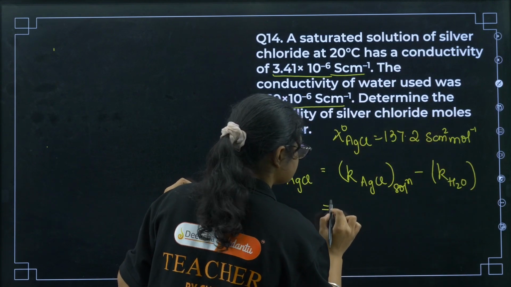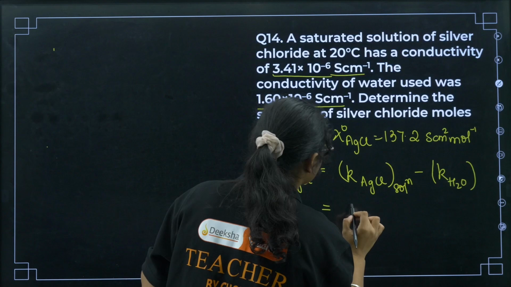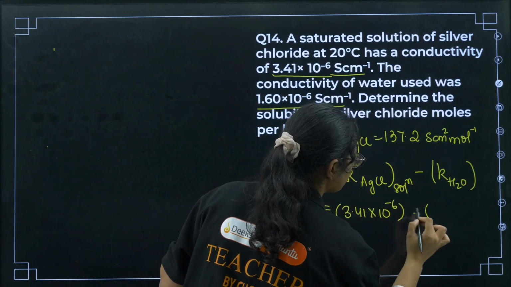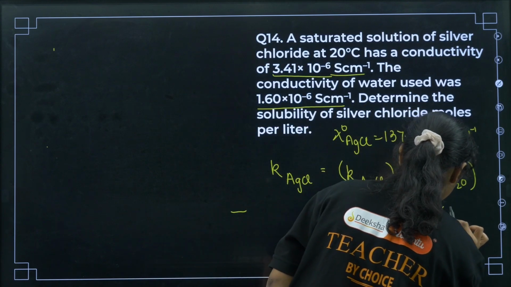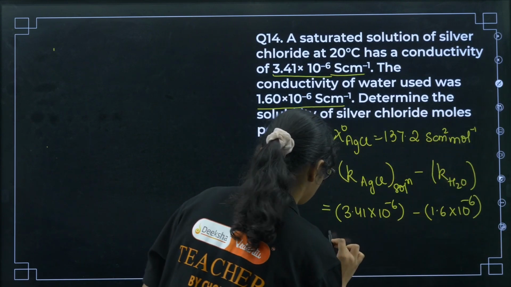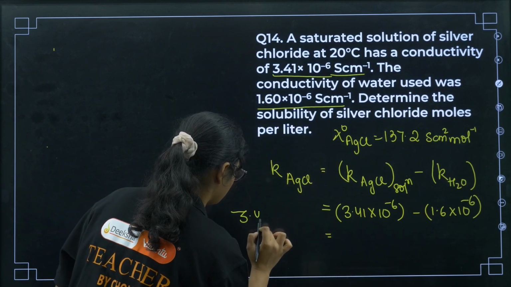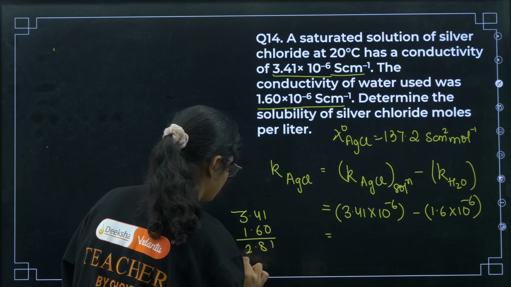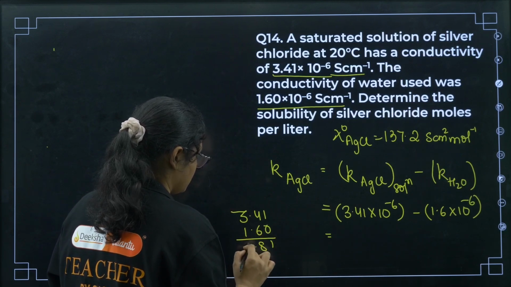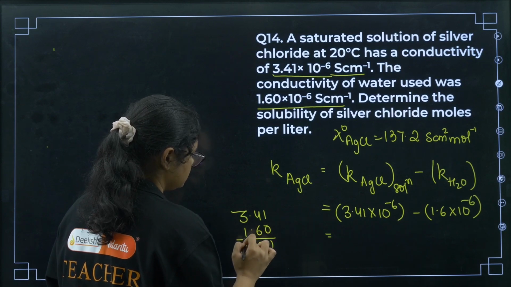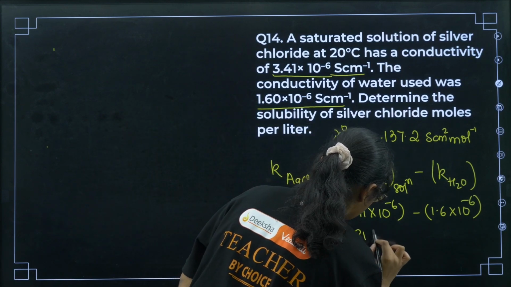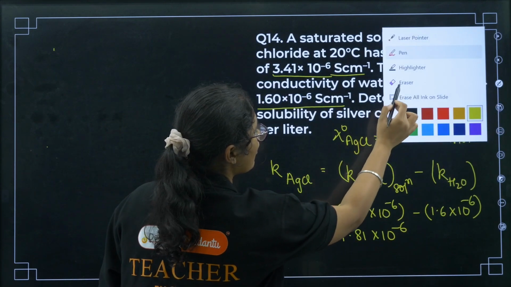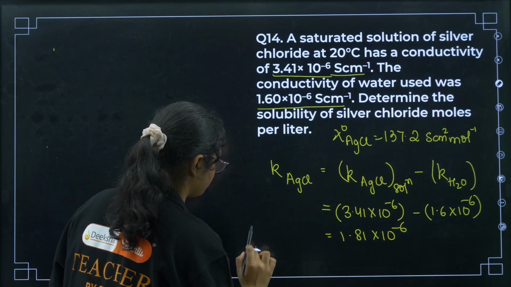Okay, so now if I solve this, 3.41 into 10 to the power of minus 6, minus 1.6 into 10 to the power of minus 6. If you solve this, 3.41 minus 1.6, we will get 1.81 into 10 to the power of minus 6. So this is the value of the conductivity of pure AgCl.